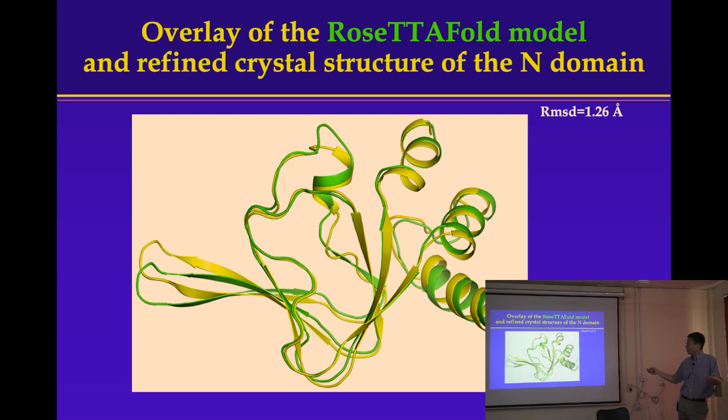It tells you exactly what the structure looks like, but then the details probably are not quite there. That's why RMSD still is 1.3. This is only C alphas. If you include everything, the side chains, everything, it would be even more different.